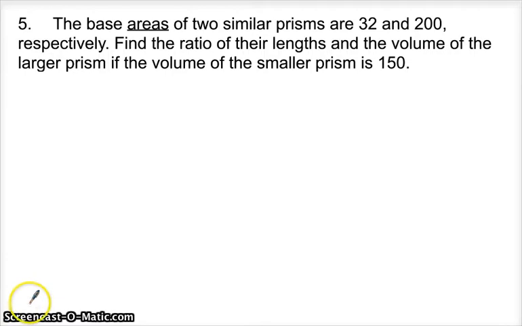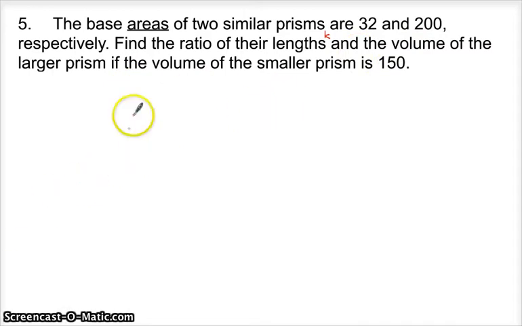All right, last one. Base areas of two similar prisms are 32 and 200, respectively. Find the ratio of their lengths and the volume of their larger prism. So the ratio of their lengths, I'm going to call that k, essentially. That's the ratio of lengths. And the volume of the larger prism, if the volume of the smaller prism is 150.